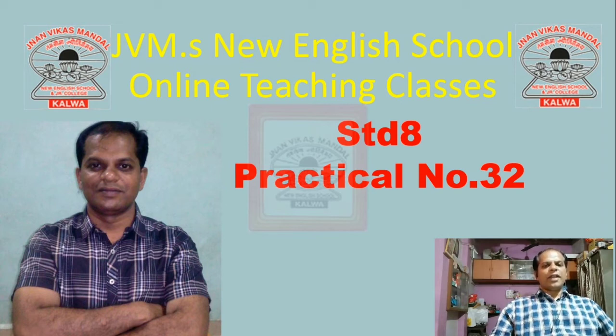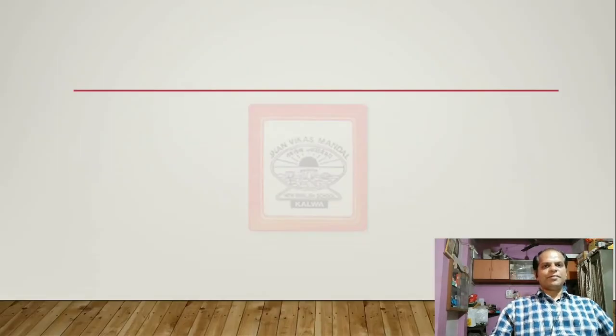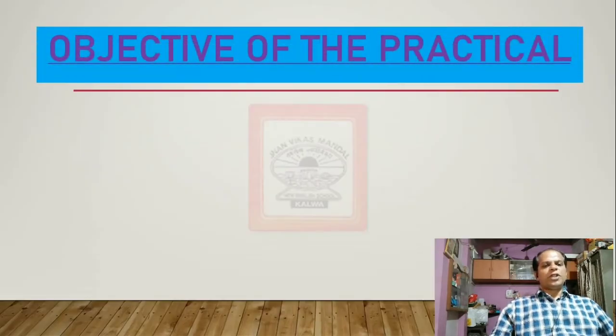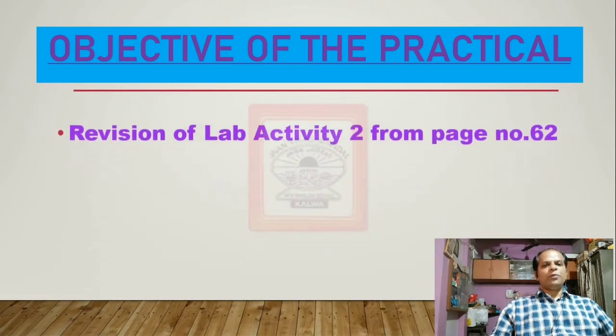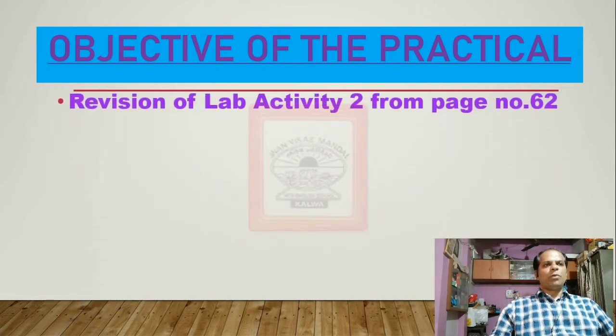And today we will see our next practical of Standard 8. Now, the objective of this practical is that today we are going to do revision of lab activity 2 from page number 62. So, this is the second lab activity from this chapter. It is on page number 62. Already we have finished this lab activity before, but once again we are going to revise this.